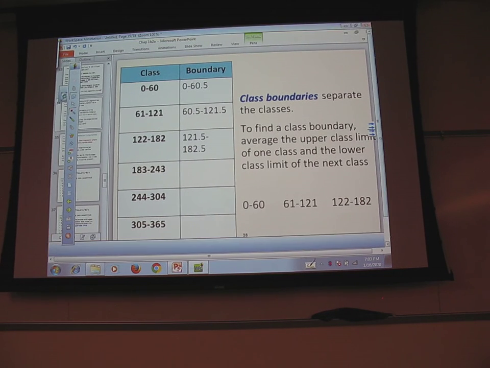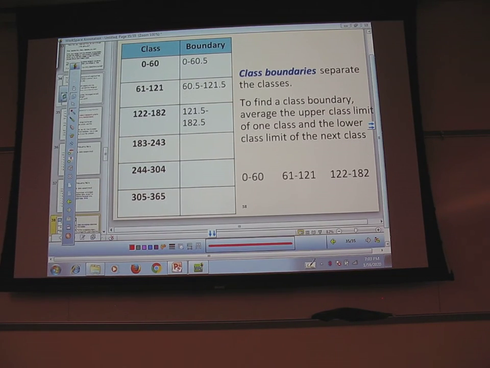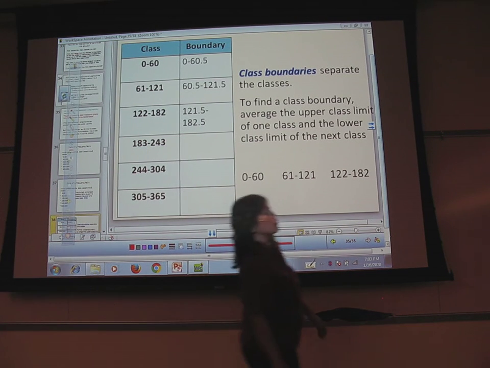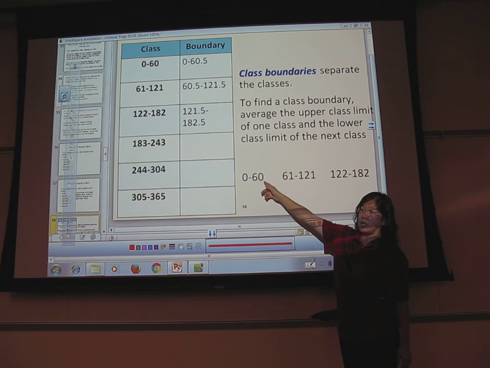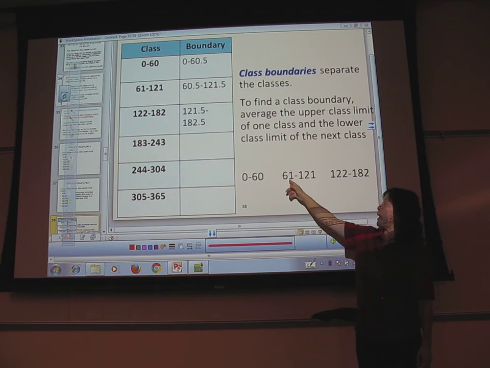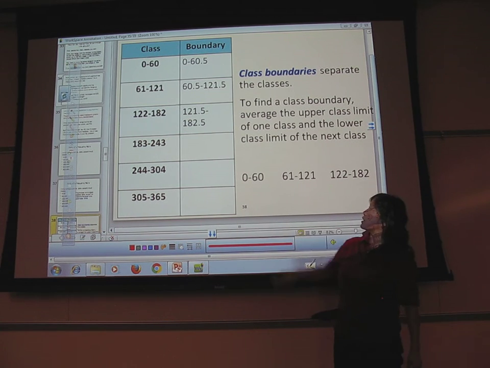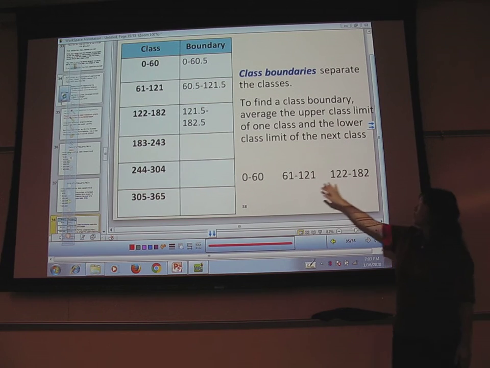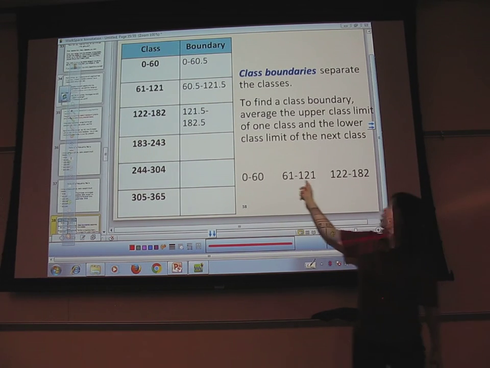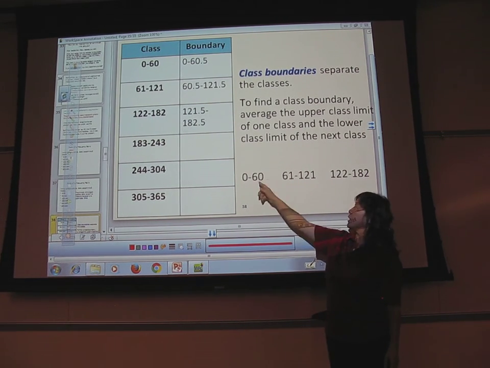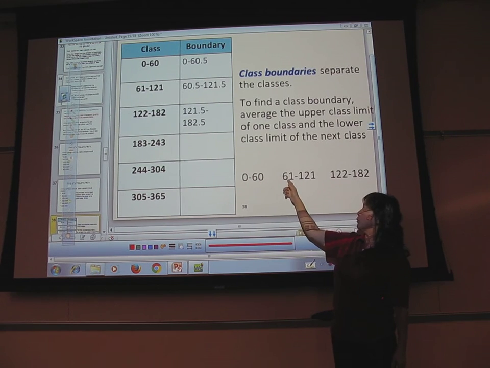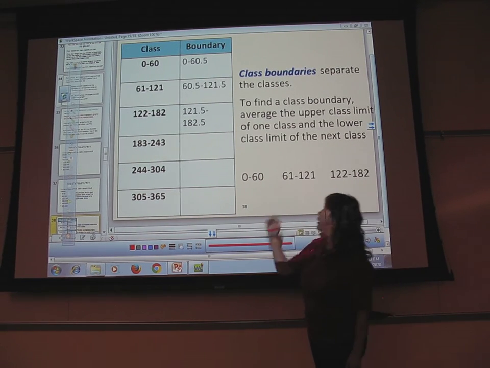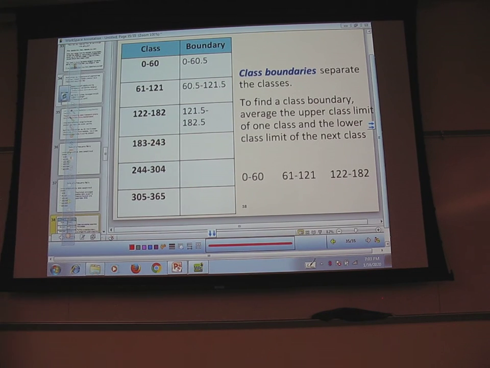Boundaries, similar to what we talked about last class. You guys remember those? Class boundaries separate the classes. So to find a class boundary, you take the upper limit from the lower class and the lower limit from the next class, and you average those two numbers. So this is the first class, 0 to 60. This is the second class, 61 to 121. Third class, 122 to 182. I want to find the boundary between these two. So I'm going to take his upper limit and his lower limit, and I'm going to average them to find the boundary between them. So 60 and 61, if you average 60 and 61, what do you get?